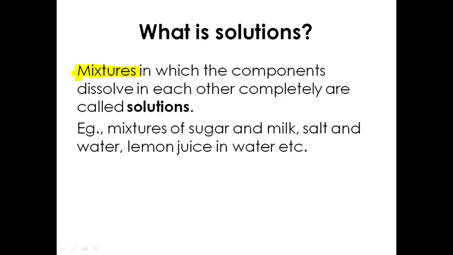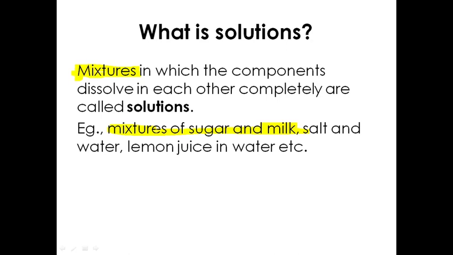A solution is a mixture in which the components dissolve in each other. The example is a mixture of sugar and milk. We know that there is milk and there is sugar, but once we mix the sugar in milk, what we get is sweet milk, isn't it? We don't see one of the components, that is the sugar. So it is soluble, one completely dissolves in another.